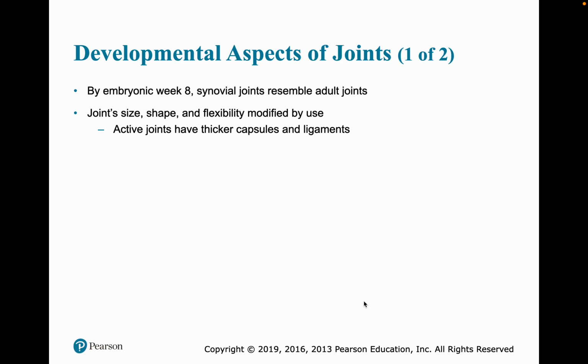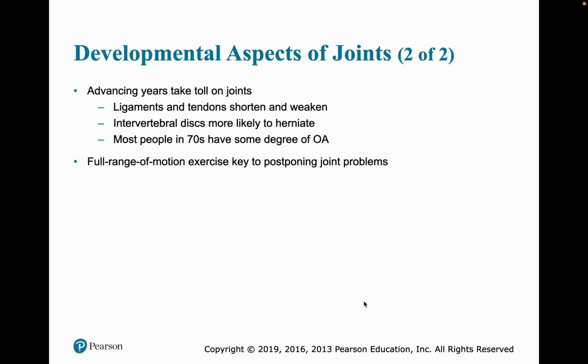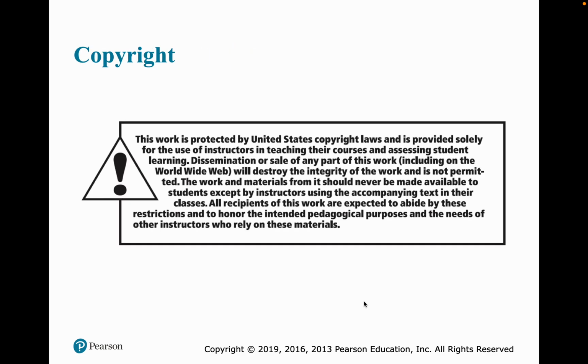Developmentally, by embryonic week 8, synovial joints resemble adult joints. The size, shape, and flexibility continue to modify with youth. Active joints have thicker capsules and ligaments. Advancing years take their toll on the joint. The ligaments and tendons shorten and weaken. Intervertebral discs are more likely to herniate. Most people in their 70s have some degree of osteoarthritis. Full range of motion exercise is key to postponing joint problems. And that wraps up this chapter.